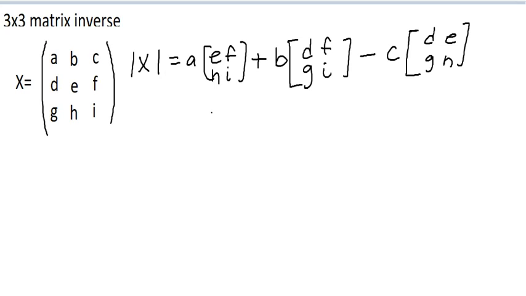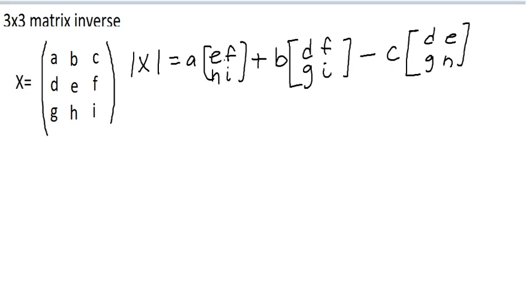Okay, now that we've finished finding the determinant, which is basically the determinant of what's left after you cross out each row and column of the first three letters, and multiply it by that specific value. So in this case, we find the determinant of this and then multiply by A. The determinant of this and multiply by B. The determinant of this and multiply by C.